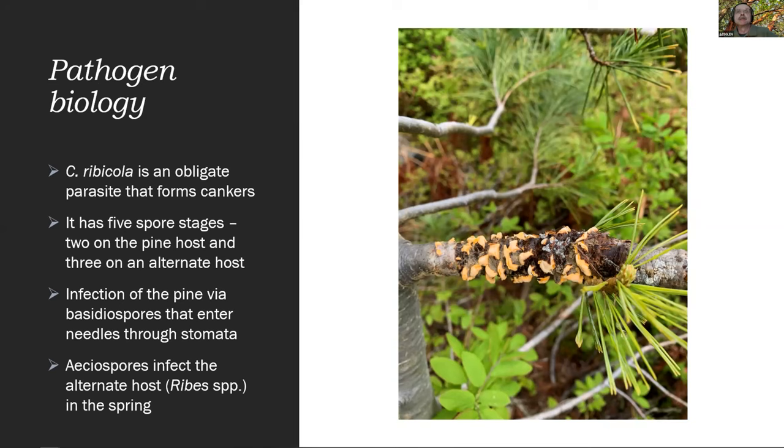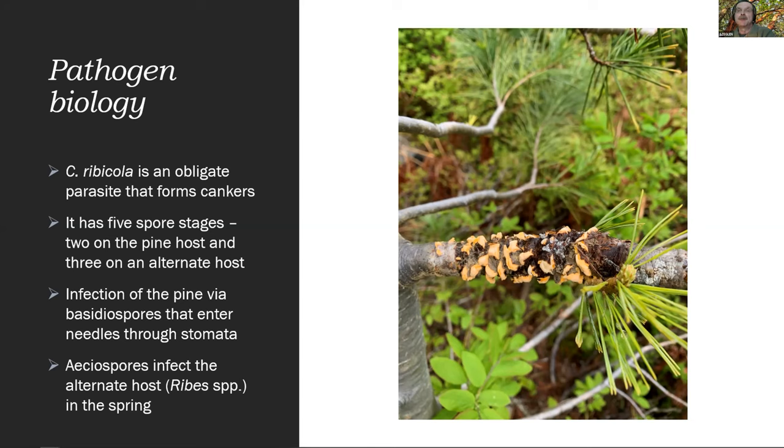Cronartium ribicola, an obligate parasite that forms cankers. There's a really nice one there in the photo that's just about ready to release the aecial stage of the spores into the wild to go and infect the alternate host, which is Ribes species, of which we have numerous species in the native environment of British Columbia and Western North America.